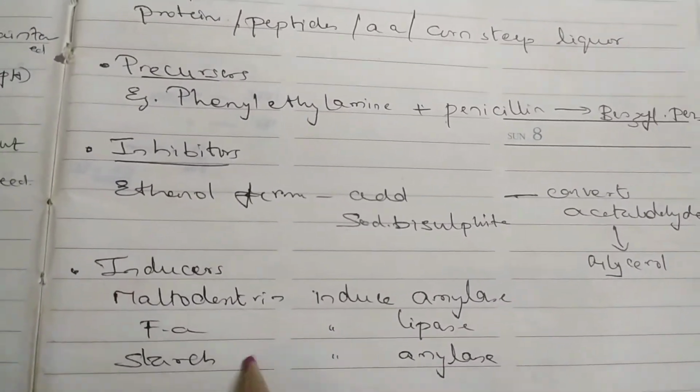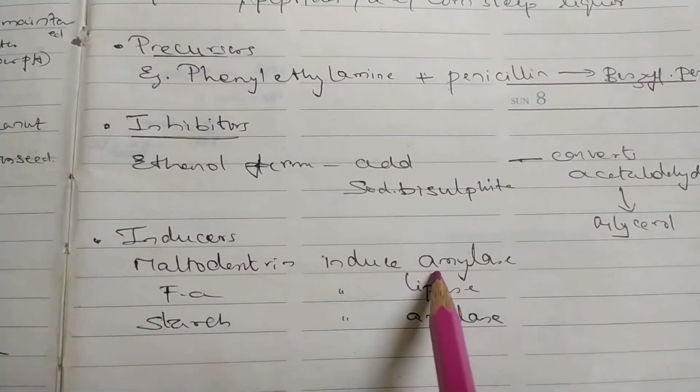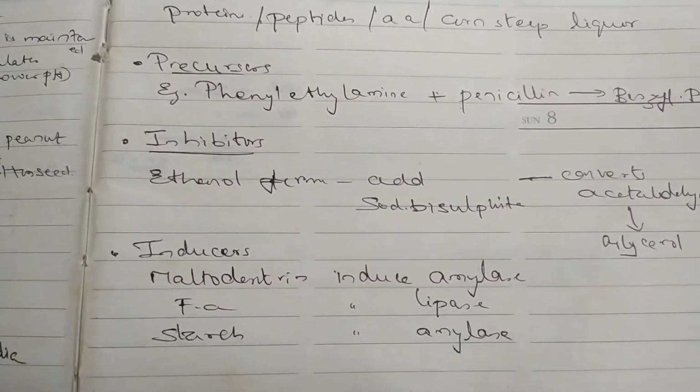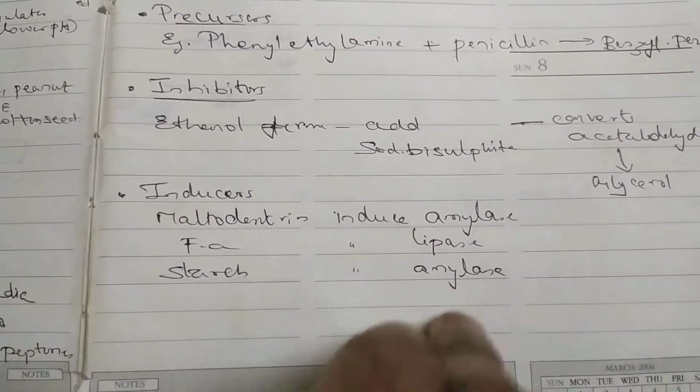Inducers. Sometimes inducers are added, as I told you earlier, maltodextrins for inducing amylase, fatty acids for inducing lipase, starch for inducing amylase, like that. So sometimes we may have to add inducers for specific productions, right?